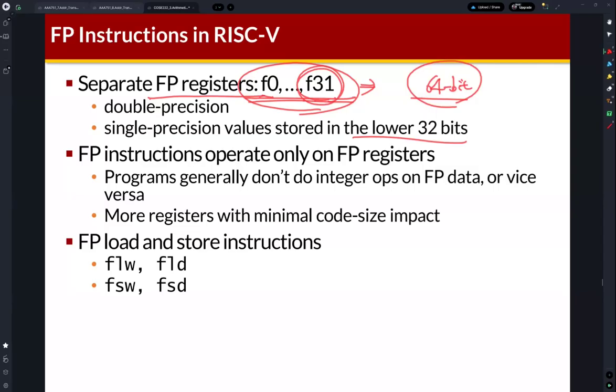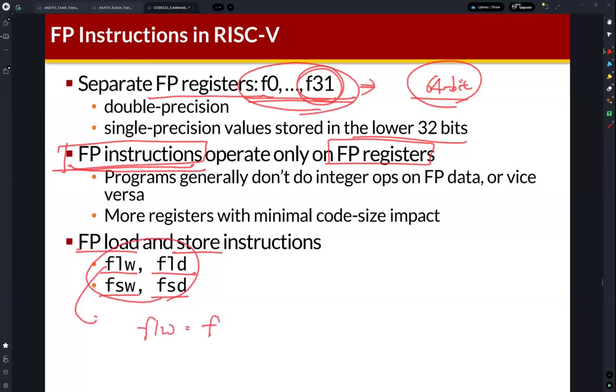In order to access the floating point registers, we need to use the floating point instructions, okay? For example, RISC-V supports floating point load and floating point store, like FLW, FLD, FSW, and FSD. So FLW means floating point load word. What does it mean? It just loads 4 bytes, so it means it's single precision.